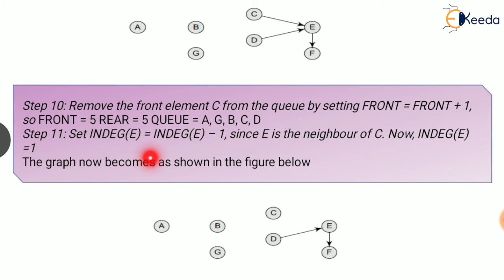So set in-degree of E equal to in-degree of E minus 1. Why? Because we are trying to cut this edge. Initially the in-degree of E is 2, so 2 minus 1 is 1 now because we cut this edge. Okay, so in-degree of E is 1. Now the graph becomes like this. Right? A, B, G, C and D are now inserted into the queue as they have in-degree 0. Okay, now it is time to work on E and F.